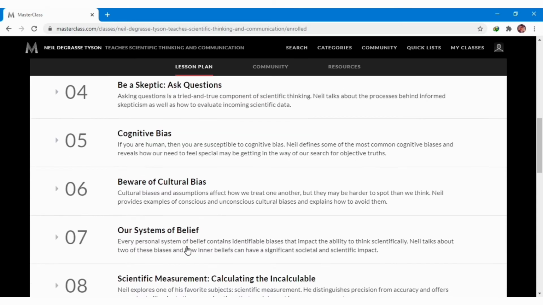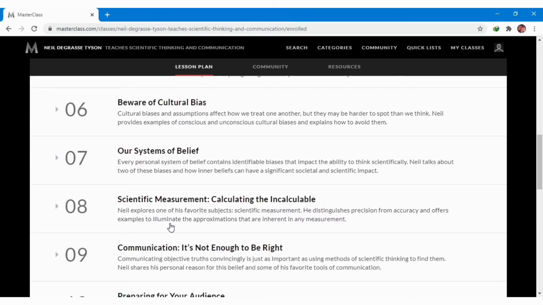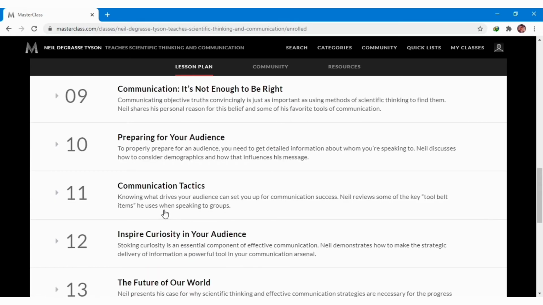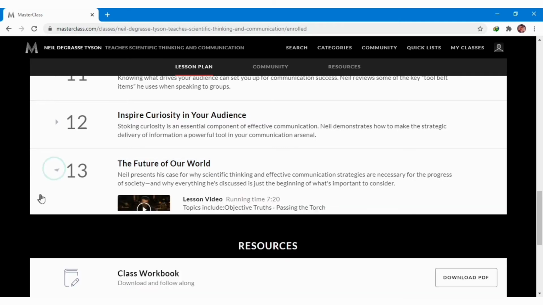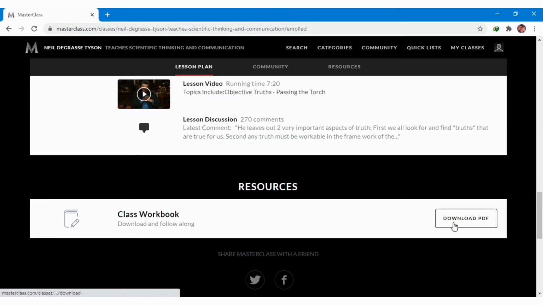Cultural biases and assumptions affect how we treat one another. Number 7, systems of belief. Number 8, we've got scientific measurement, calculating the incalculable. So you can see different skills, but also stuff surrounding the topic itself about biases. 9 is communication. It's not enough to be right. 10, preparing for your audience. 11, communication tactics. Number 12, inspire curiosity in your audience. And 13, the future of our world. So you can see a very broad range of topics. You've got stuff that's more relevant now. You've got stuff about the future of the discipline you're choosing to explore.